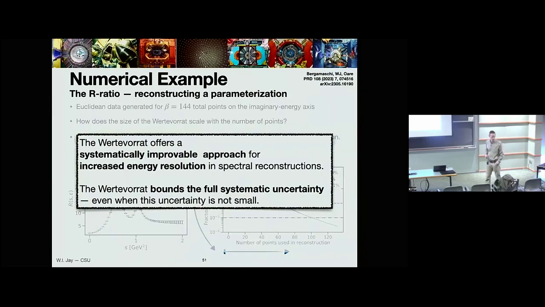Okay, so the perspective I want to offer from this is that this Wertevorrat, this special space, offers a systematically improvable approach in the sense that as you add more points, it gets smaller in a regular way for increased energy resolution and spectral reconstructions. It fully bounds the systematic uncertainty associated with the analytic continuation, even when this uncertainty is not small. I want to emphasize that this is just some convex set. It's not a 1 sigma error band.